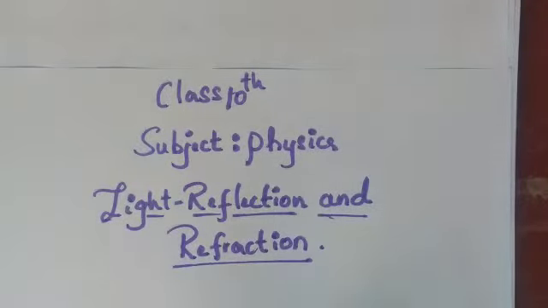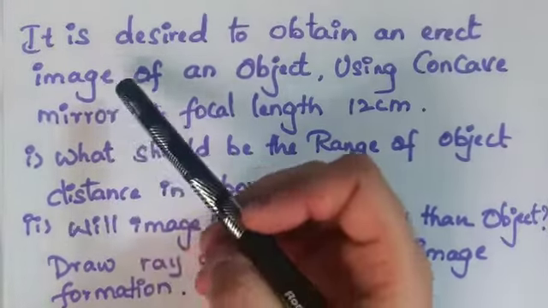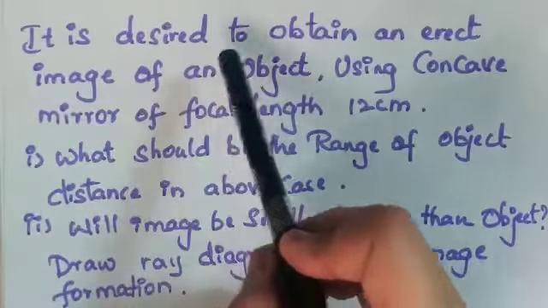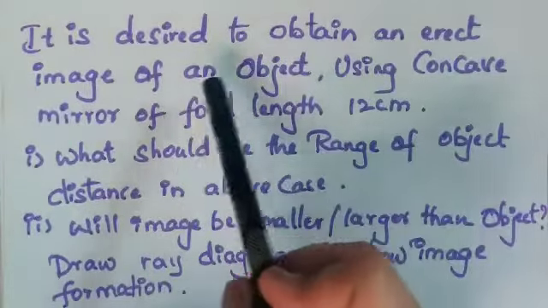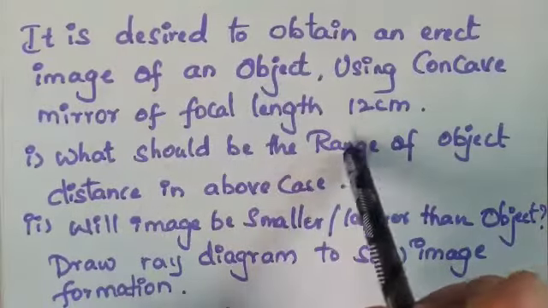Hello students. So today under light reflection and refraction we are going to solve some problems. Under that, the first question I have considered: it is desired to obtain an erect image of an object using a concave mirror of focal length 12 centimeter.